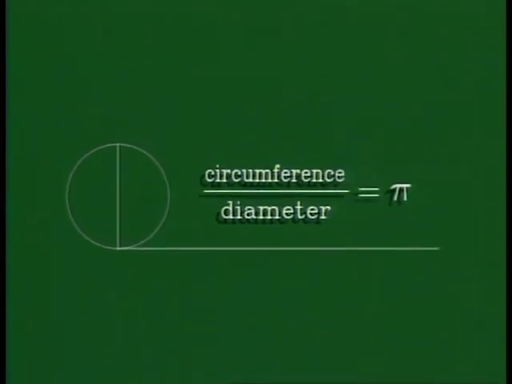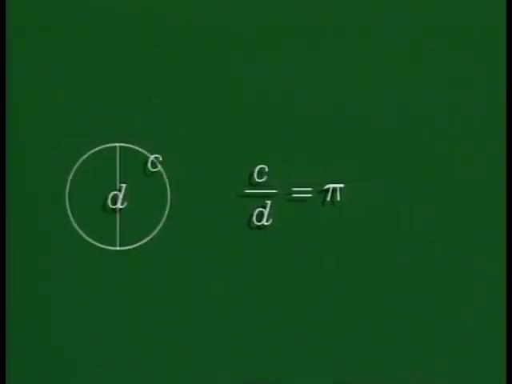The circumference of a circle of diameter d is equal to pi times d. In terms of the radius, the circumference is 2 pi r.